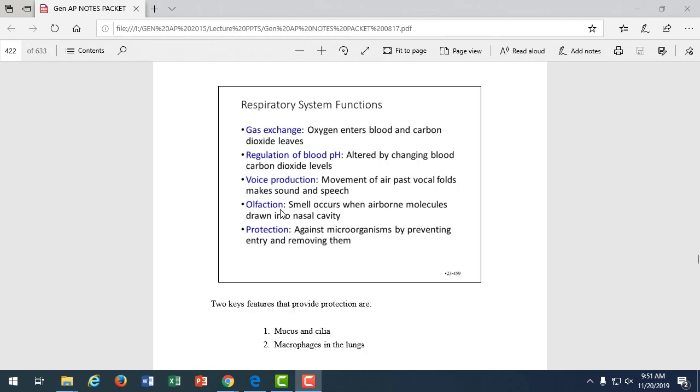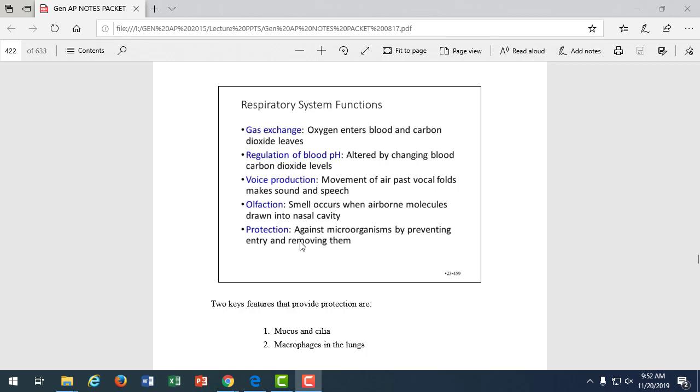Olfaction, smell. Smell occurs when we have chemicals that absorb into that mucous membrane and stimulate chemoreceptors that travel through, remember the ethmoid plate? Into the cribriform plate, right, of the ethmoid bone to the brain for smell.